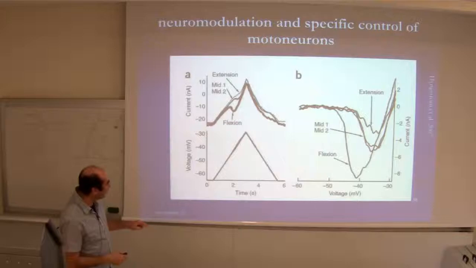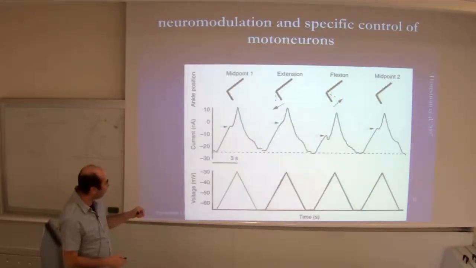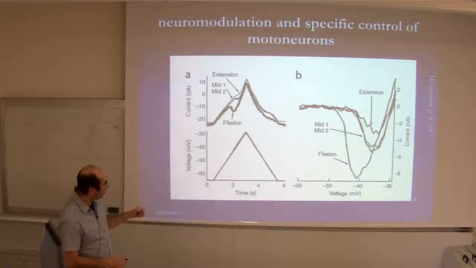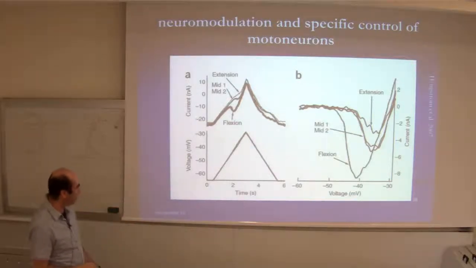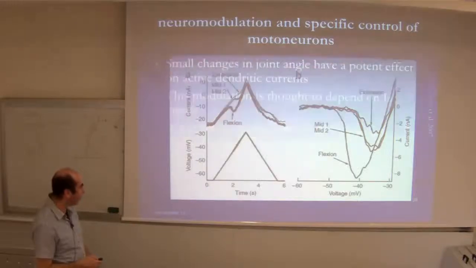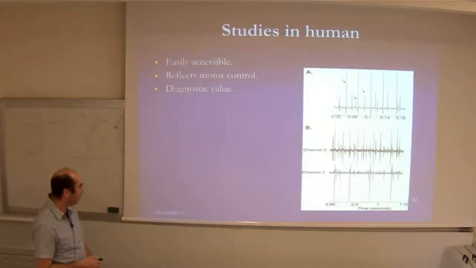What you see is that there are differences. Okay, so the idea is that you see differences in this response. You see that there are these notches, and there are differences between flexion and extension. Okay, and there are also differences under different conditions, which has to do with neuromodulation. So in a second we'll look at that. Okay.